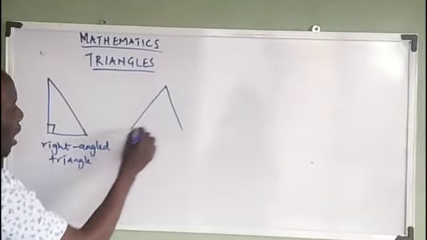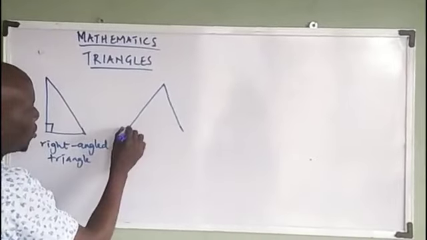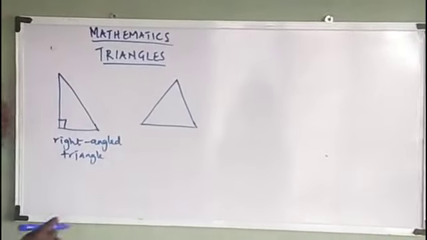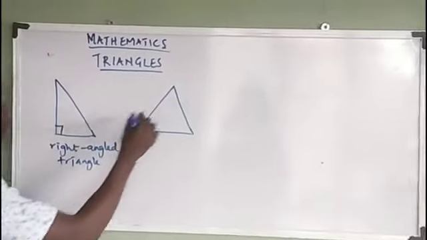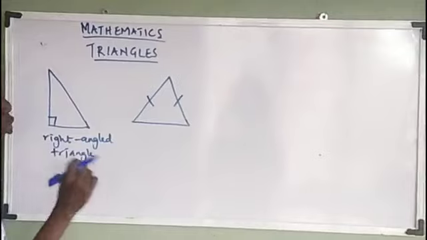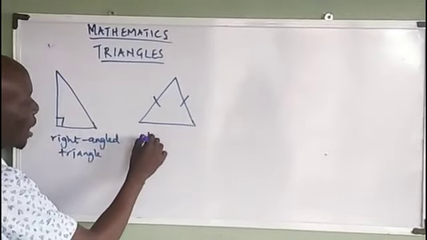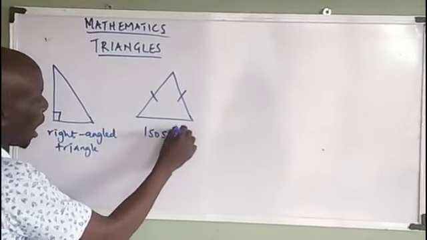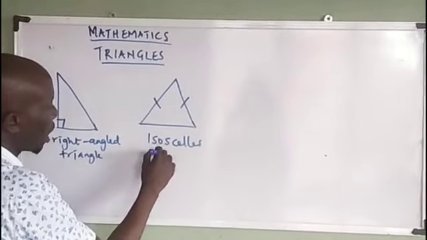We also have another one in which two out of the three sides of the triangle are equal to each other. So, two sides are equal, two angles are equal. That type of triangle is what we call an isosceles triangle.